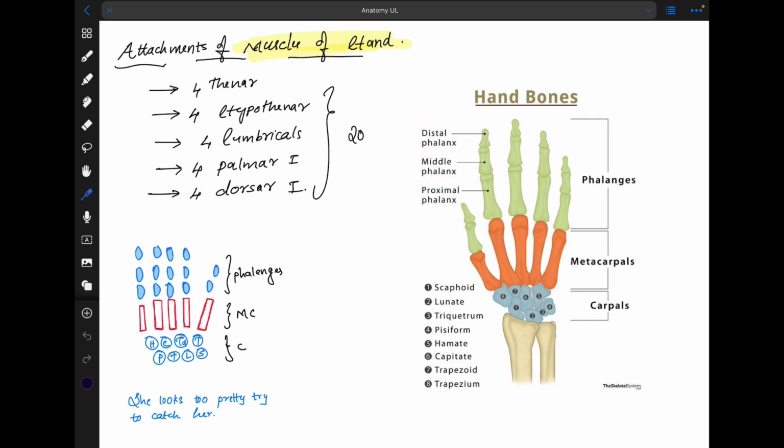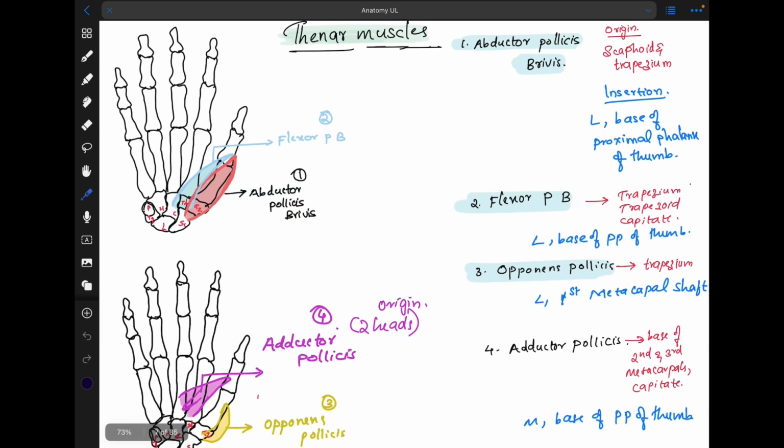And talking about the carpals, there is an easy code to study the carpal bones. That is, "She looks too pretty, try to catch her." Here S stands for scaphoid, L for lunate, T for triquetrum, P for pisiform, then trapezium, trapezoid, capitate, and hamate. It comes like this: scaphoid, lunate, triquetrum, pisiform, trapezium, trapezoid, capitate, and hamate. So yes, we will move on to the thenar muscles.